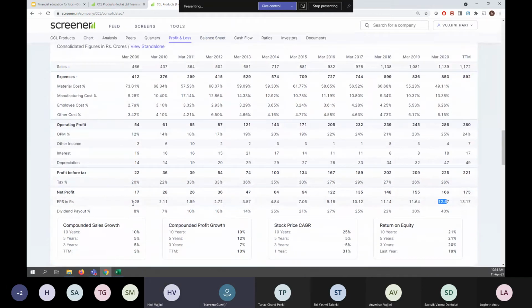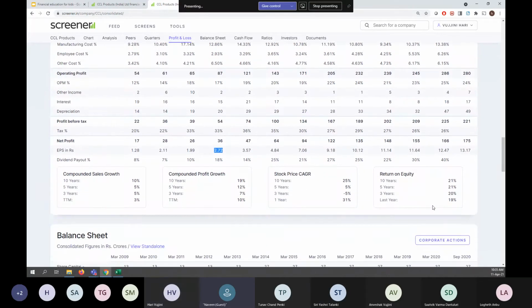Yes. In 2009 they had 1 rupee 28 earnings per share. Now they have 12 rupees. So in 10 years it has increased by almost 10 times, right? Anything that increases by 10 times in 10 years, if you remember the rule of 72, tells me that it's 24%. So they have been increasing the earnings per share by 24% every year for the last 10 years. I think this is good.